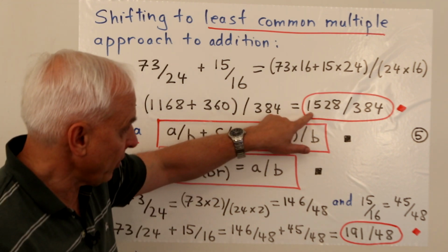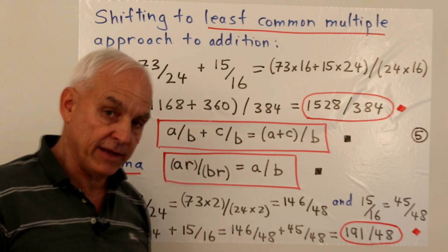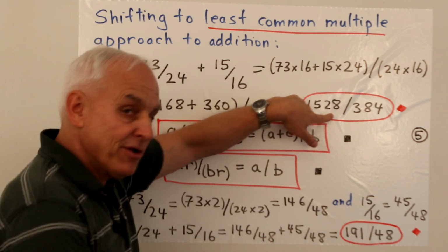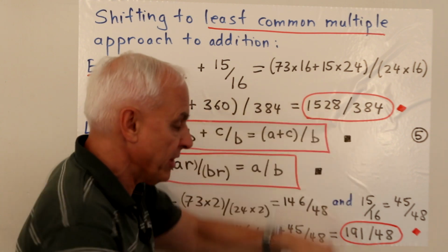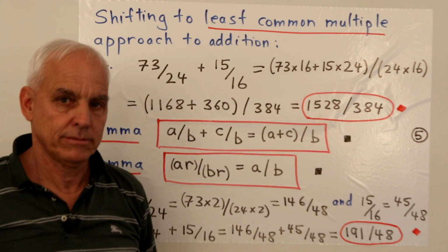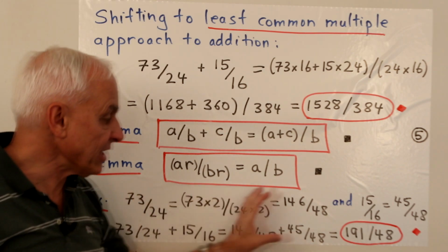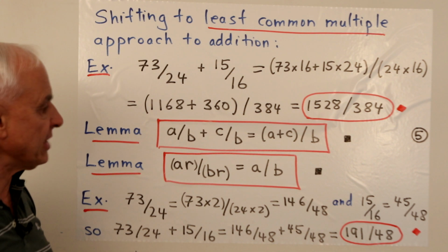That looks different from this one. Are they actually the same? Well, you can check they're the same. How do you check that they're the same? You have to multiply 1528 by 48 and check that you're getting the same thing as 384 divided by 191. It's a bit of a nuisance, isn't it? Yes, indeed. So anyway, this illustrates this alternate approach, which rests on the idea of a least common multiple.